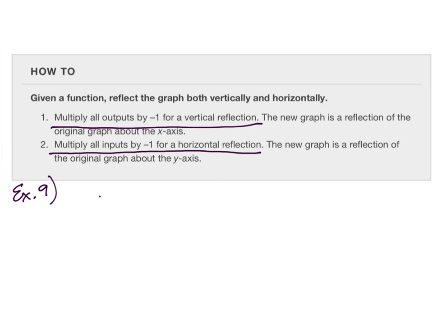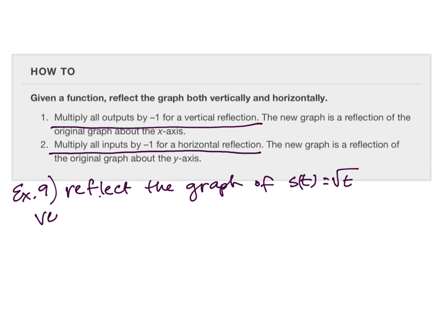All right, so this is example 9. I know that we've just started this lesson and it feels like, how are we already at example 9? Remember that we're in parts of a bigger lesson. Okay. So example 9, it says reflect the graph of s of t equals square root t vertically and horizontally. Okay. Not too bad, yeah?